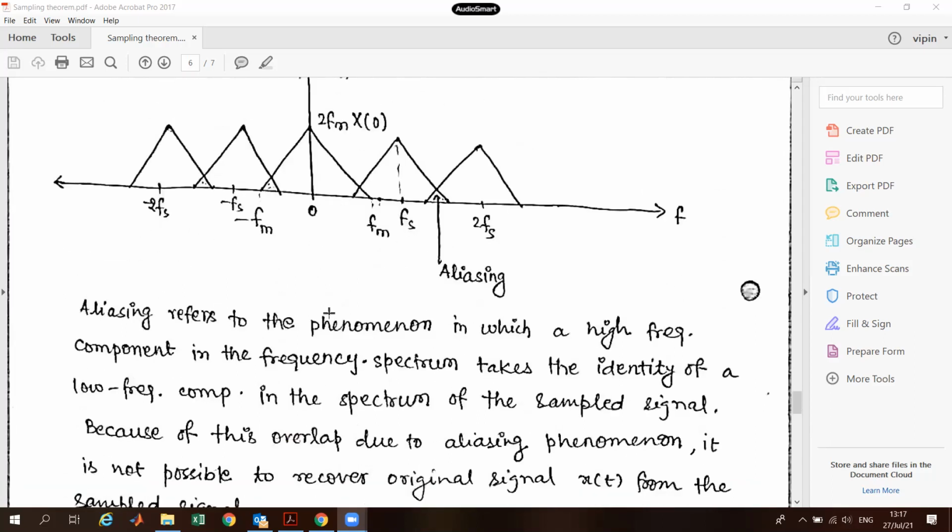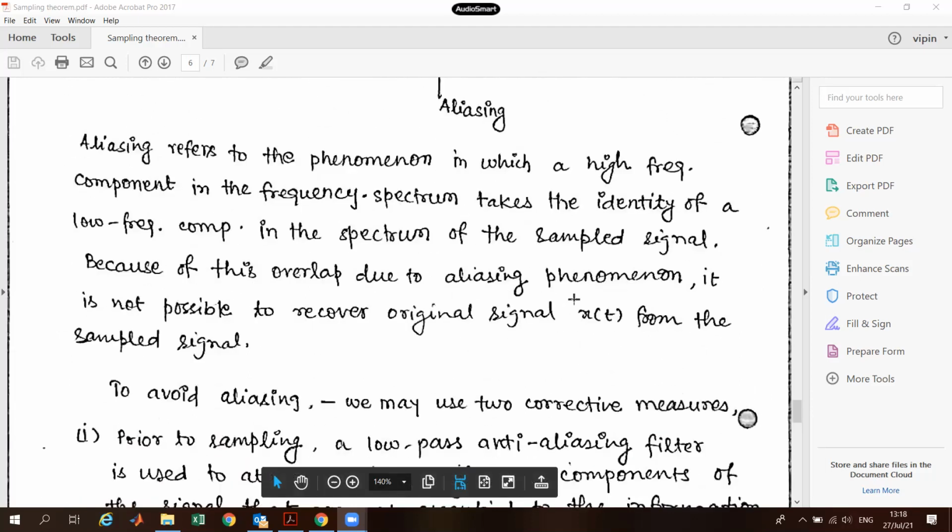This is called aliasing. So aliasing refers to the phenomenon in which a high frequency component in the frequency spectrum takes the identity of a low frequency component. So basically you can say this is the high frequency component, this is the low frequency component. They both are here. So a high frequency component in the spectrum takes the identity of a low frequency component in the spectrum of the sampled signal. Because of this overlap, due to the aliasing phenomenon, it is not possible to recover the original signal from the sampled signal.